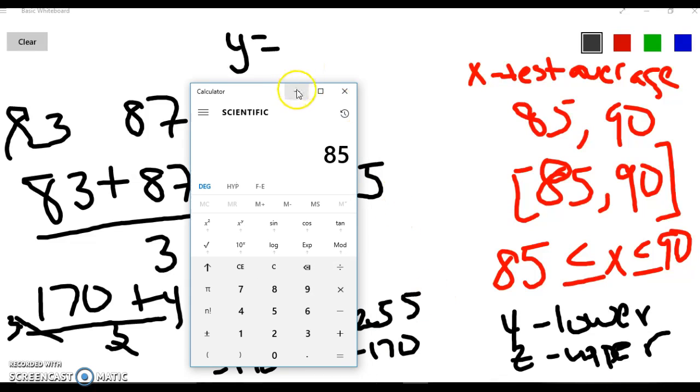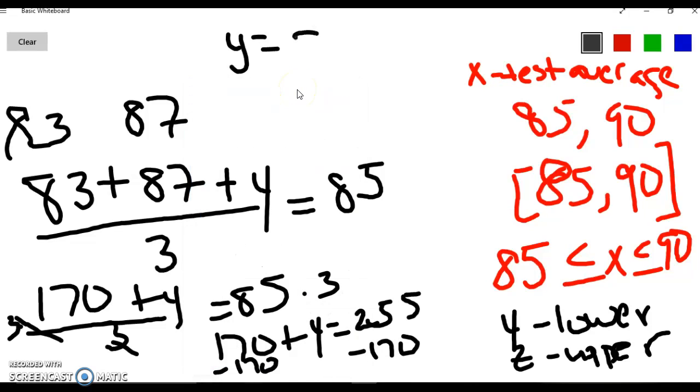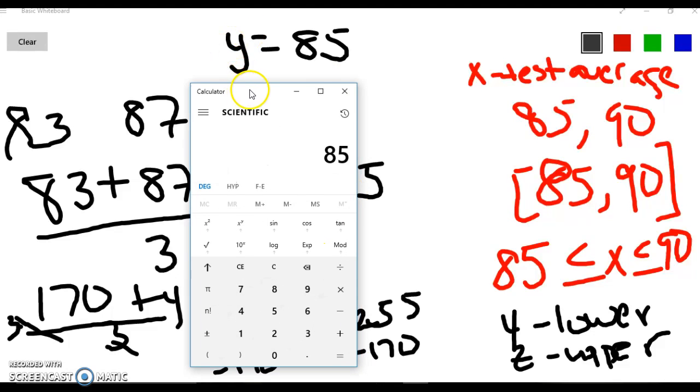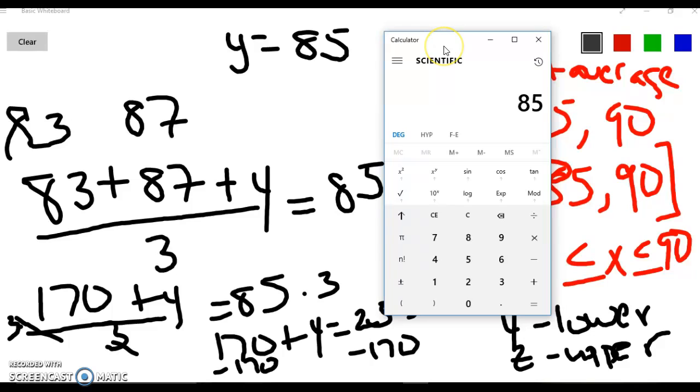85. Wow. Okay, so the lower end is 85. The lower test average has to be 85. Let's check that out to see. We can check ourselves. Maybe in this case I made a mistake. I want the average to be 85. Let's see. 83 plus 87 plus 85 divided by 3 is in fact 85. Okay. Let me pause the video for just a second so I can erase some of my whiteboard.